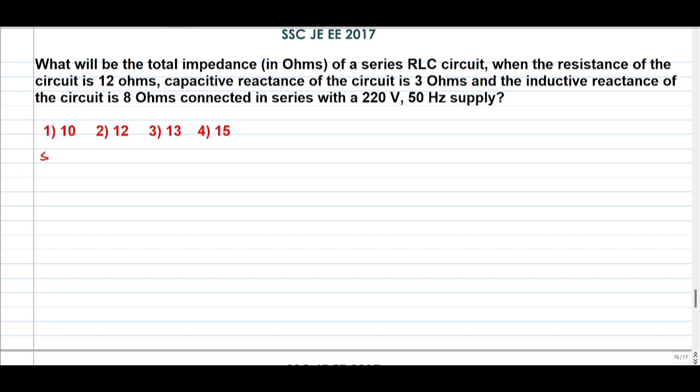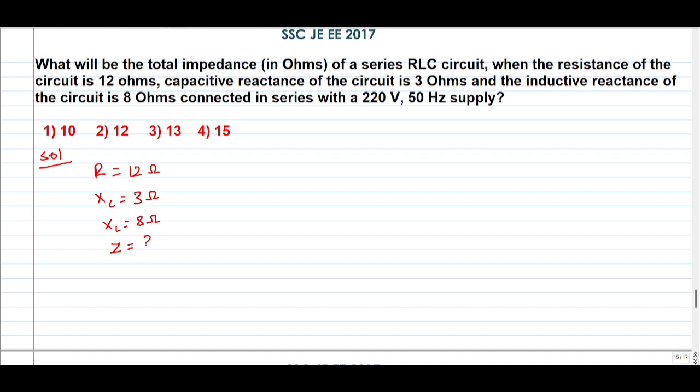Okay, so first we will write the given parameters. The resistance is 12 ohm, and the capacitive reactance of the circuit, that is Xc, is equal to 3 ohms, and the inductive reactance of the circuit is 8 ohms, that is XL is 8 ohms. Okay, these are the given values. We need to find the total impedance. Total impedance is nothing but Z. We need to find the value of Z.